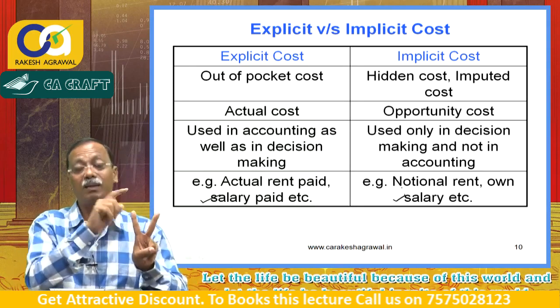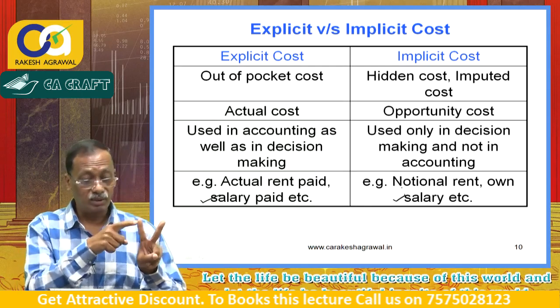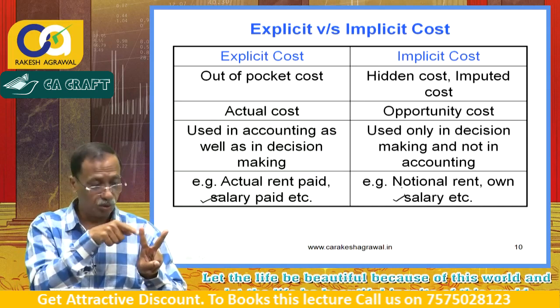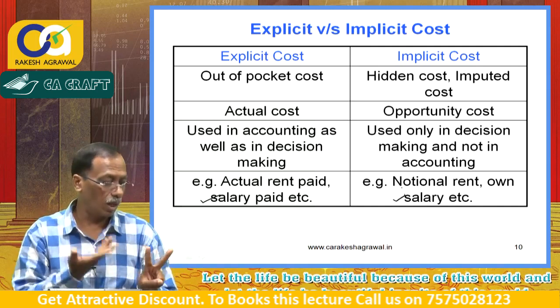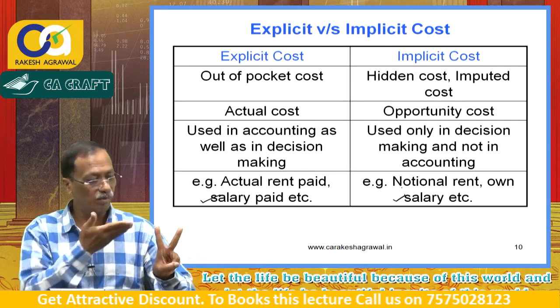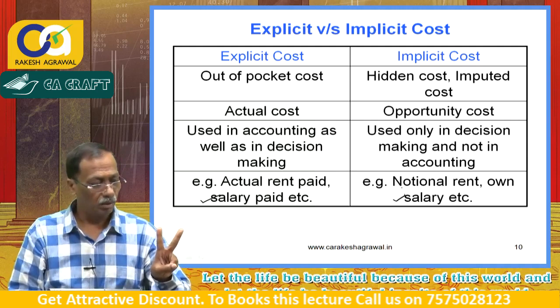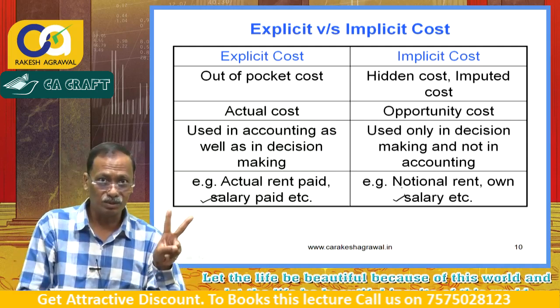Now A felt bad. He said, actually you should congratulate me, not B. You should congratulate me means A, because I am doing better than B. I said, how come you are doing better than B? You have earned only 1 lakh. He has earned 5 lakh on the same investment of 10 lakh. How you are better than him? So A explained me the same concept of implicit cost.